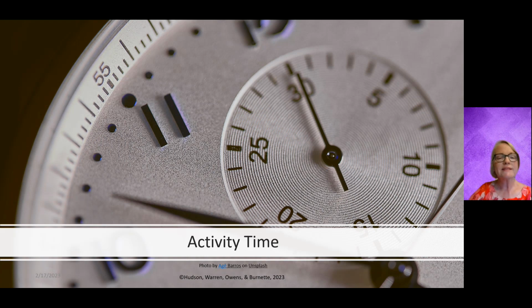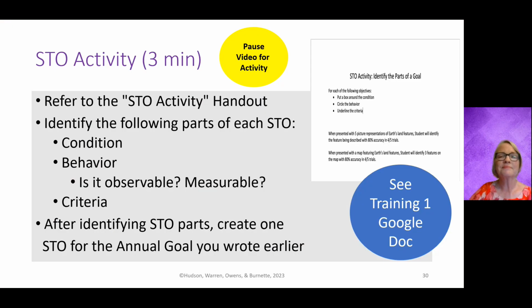Now let's apply what you've learned with this activity. Find the STO activity in the Google Doc you downloaded at the beginning of training. You'll have 3 minutes for this activity. We want you to identify the following parts of each STO. You've got some STOs to look at. We want you to identify the condition, the behavior, and the criteria. Right, see if you can pick them out.